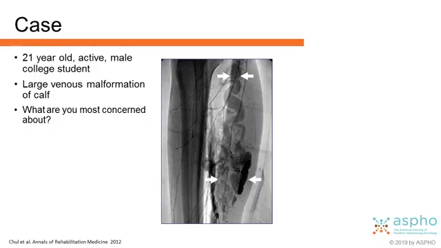Our next case involves an active 21-year-old male college student. He was known to have a large venous malformation of the calf, as noted on the image on the right, where you can see a tortuous and distended vein in between the white arrows. To him, this is unsightly, and he presented looking for recommendations for treatment. What is your greatest concern?